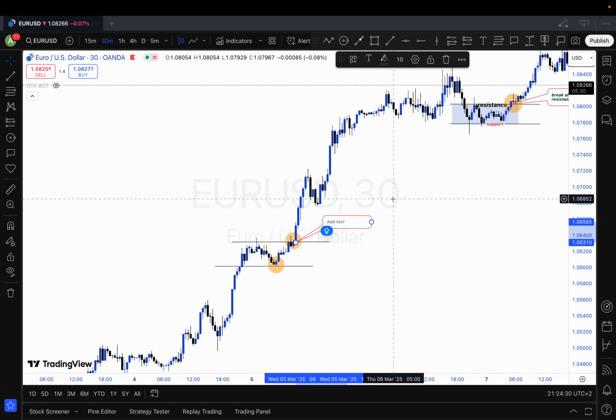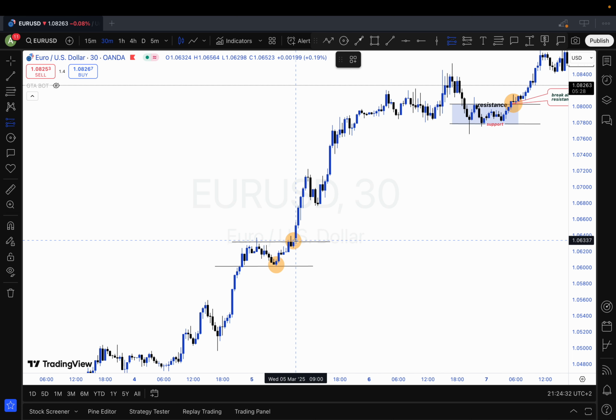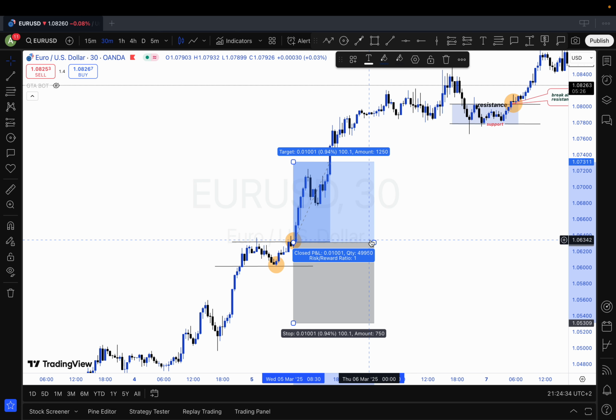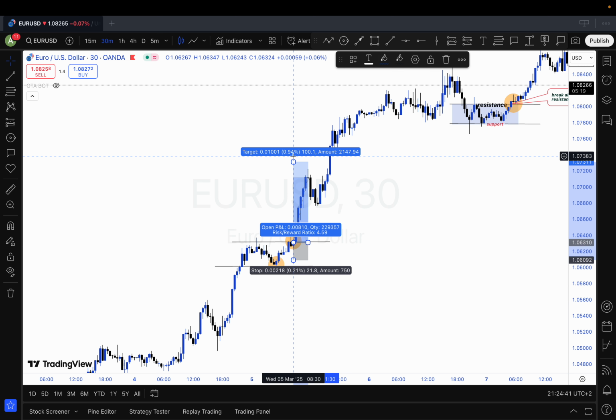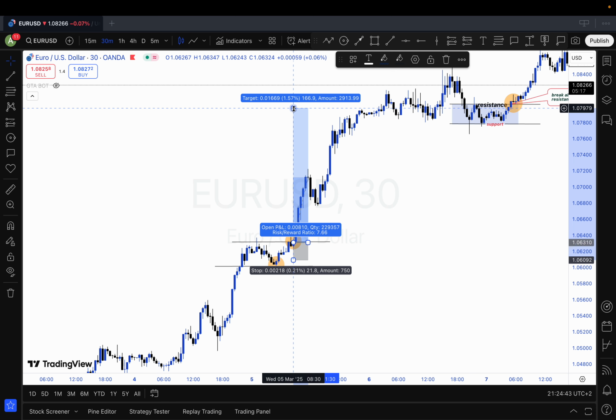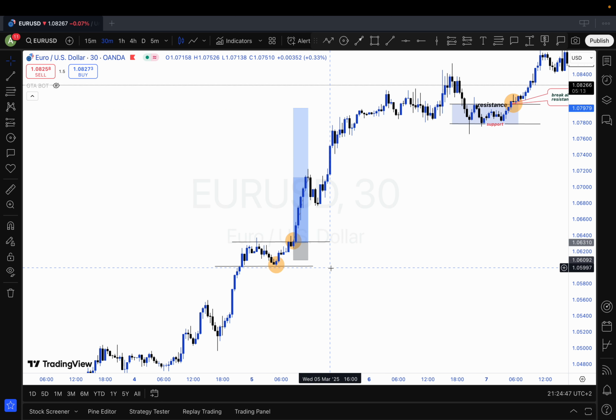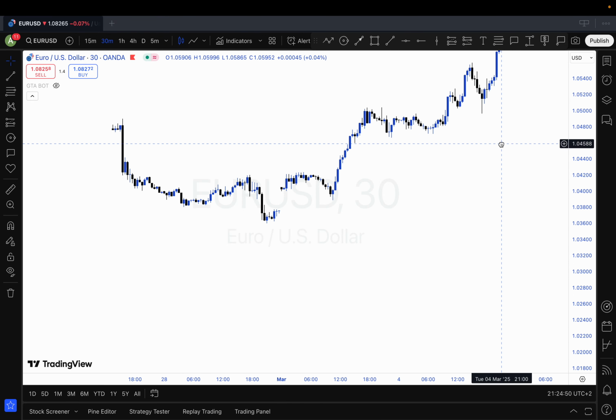Okay, so let me just put it here. Don't worry. Then this is going to be a support in the market. Sorry, this is going to be a buy in the market after we've already identified our support and resistance. Okay, let's look for more things.